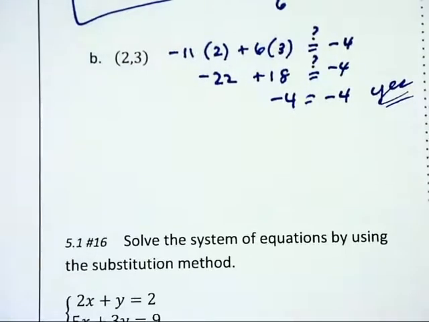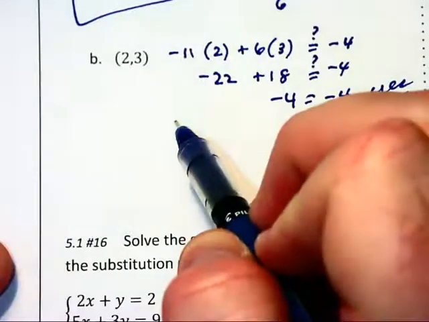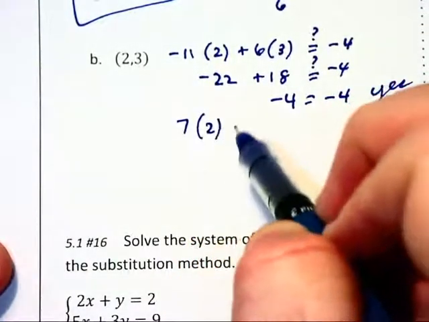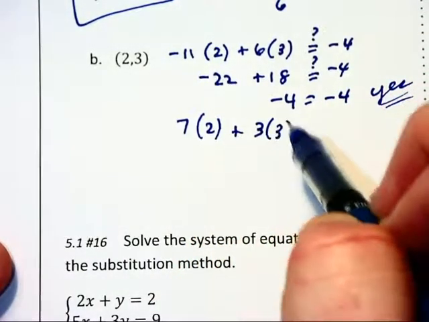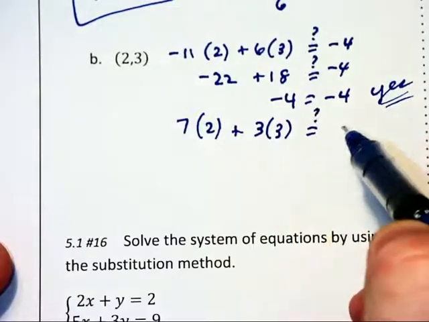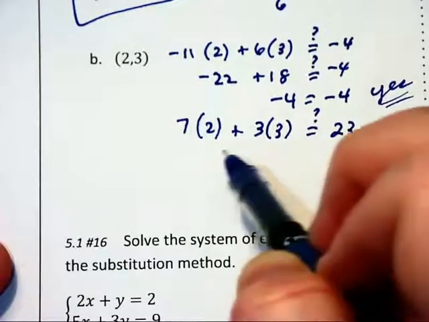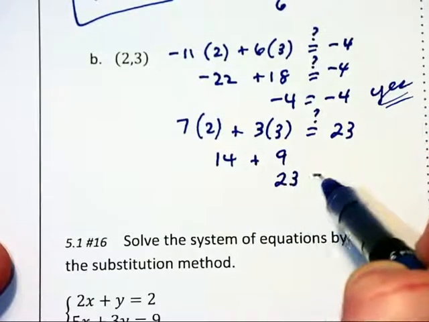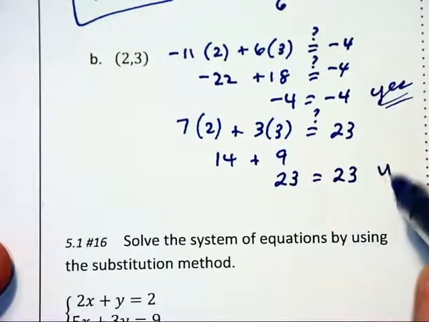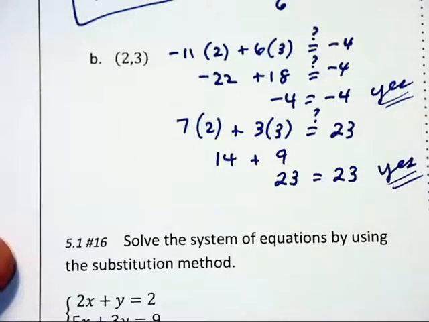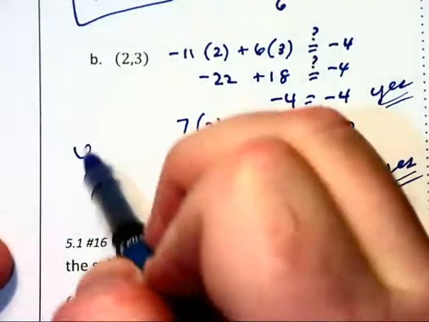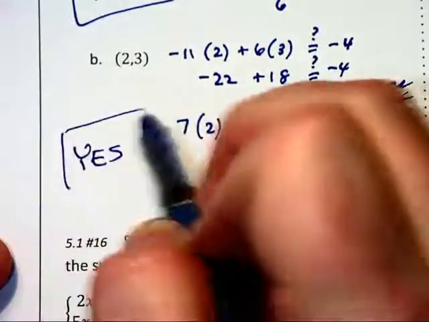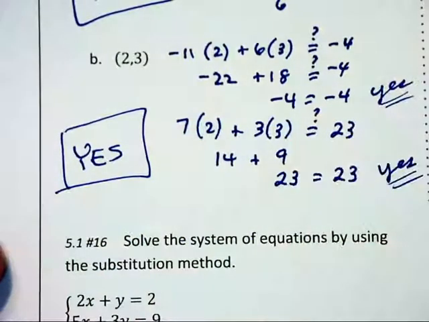We substitute this also into the second equation. 7 times 2 plus 3 times 3. Is this equal to 23? That becomes 14 plus 9, which is 23, which is equal to 23. And this time the point works in both equations, and so yes, 2, 3 is a solution to the system.